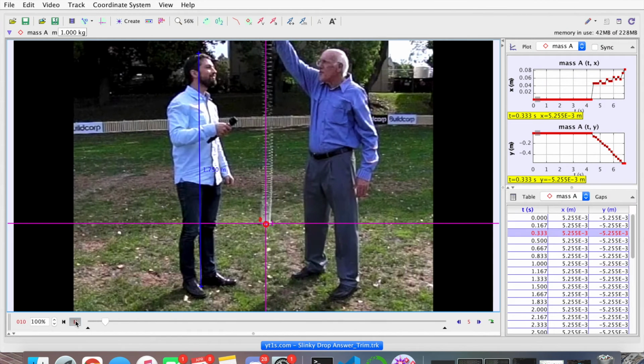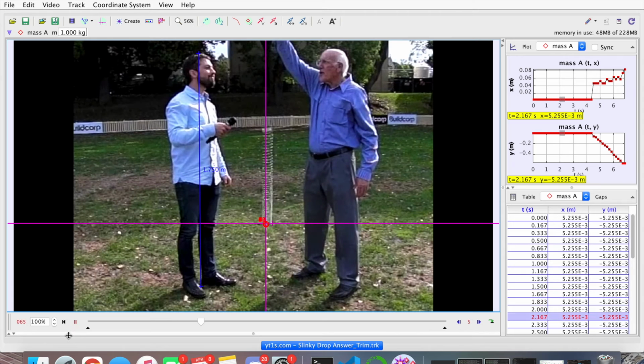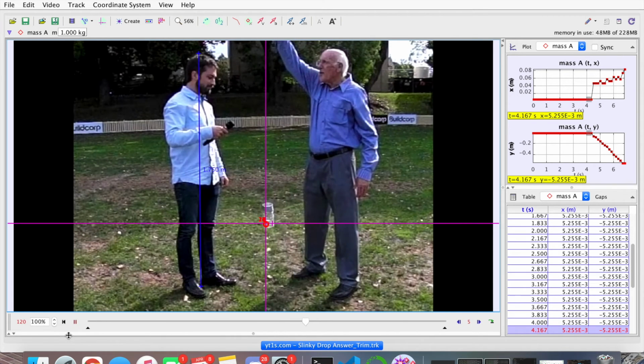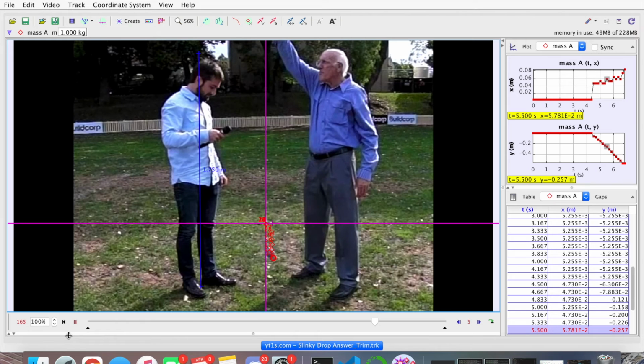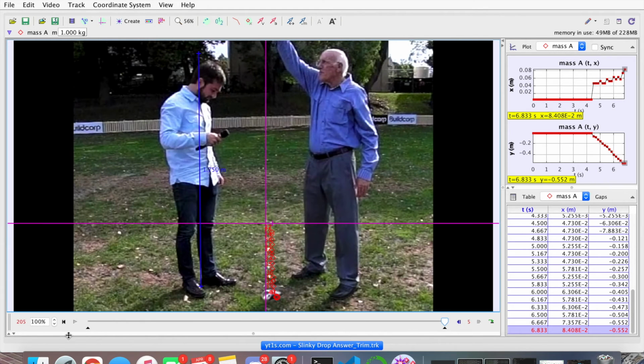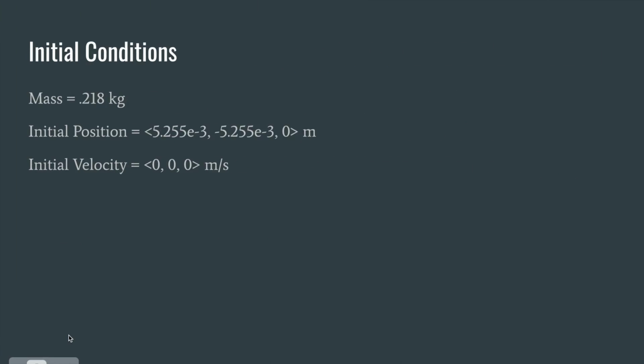So for our video, we observed this falling slinky and we chose the origin as the bottom of the slinky and observed the y position of the bottom of the slinky as it fell. The initial conditions we're going to input into our computed system are the mass is equal to 0.21 kilograms, the initial position is equal to 5.255 times 10 to the negative 3 meters in the y direction, being negative 5.255 times 10 to the negative 3 meters. The initial velocity is going to be 0 meters per second.